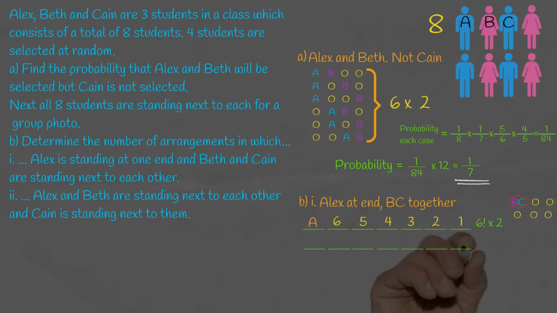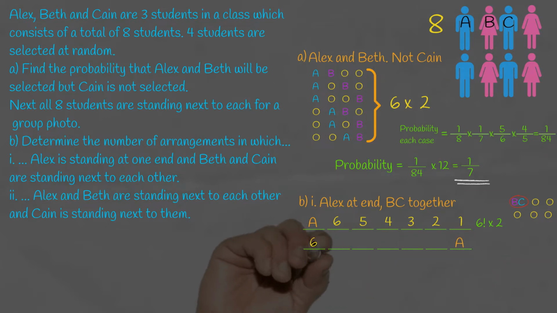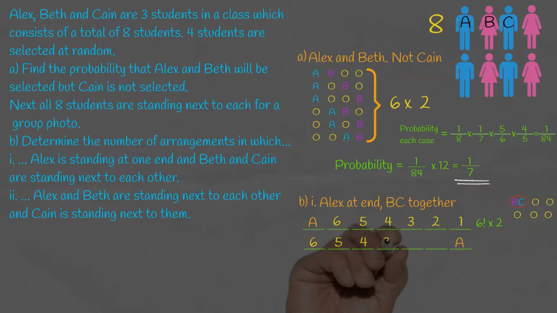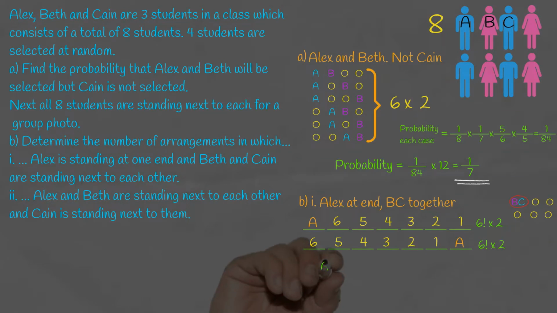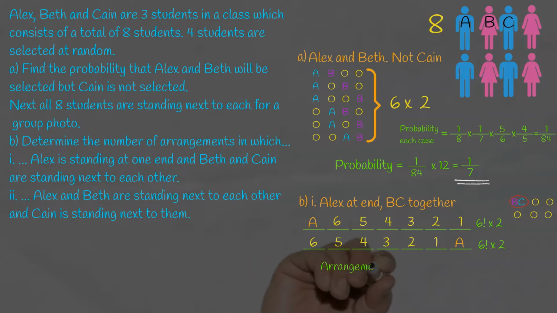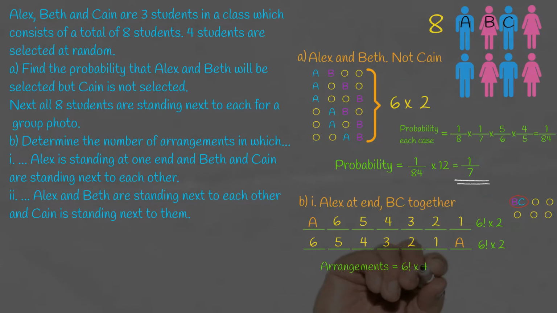Then we do it again, but Alex is at the other end. And again, we only have 6 items to choose from for the first place, then 5 for the second place, etc. And again, that gives us 6 factorial times by 2. So the total number of arrangements is 6 factorial times by 4, which is 2,880.